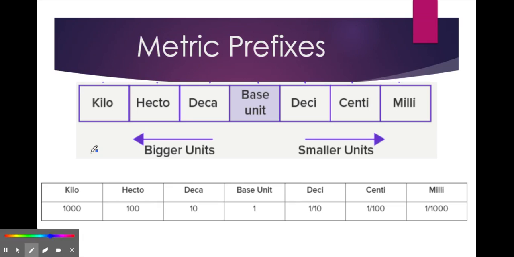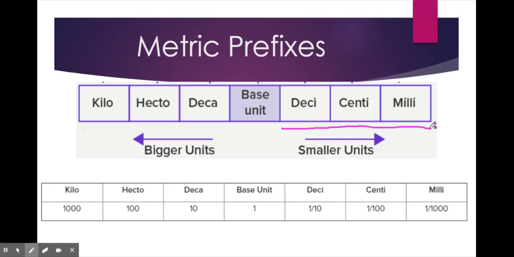This figure also shows us the arrangement of the metric units, which are smaller or bigger than the base unit. Here we have the units that are larger or bigger than the base unit, and to the right of the base unit we have the units that are smaller. As we move to the right of each unit, it is 10 times smaller, or 1/10 of the unit, to its left.